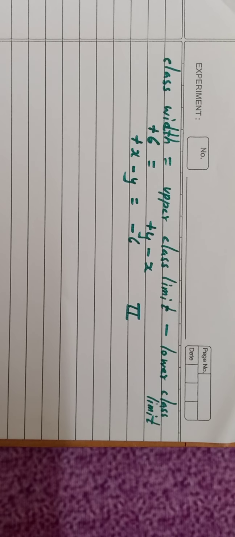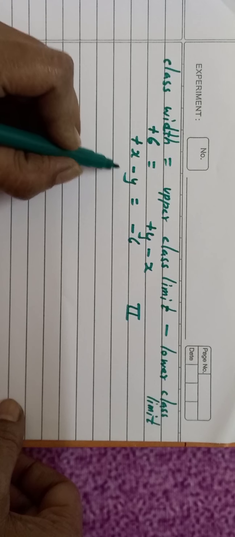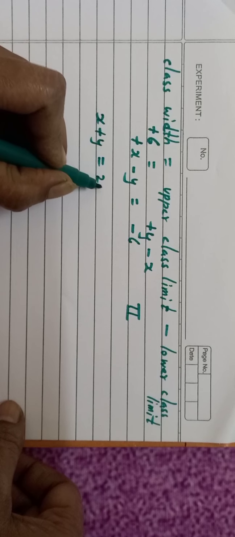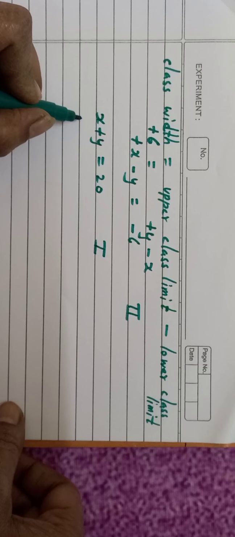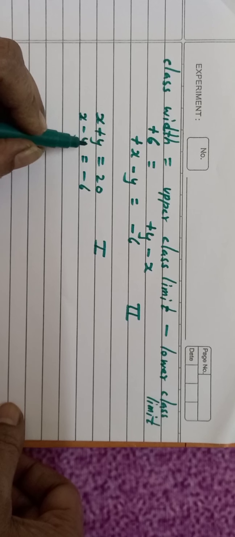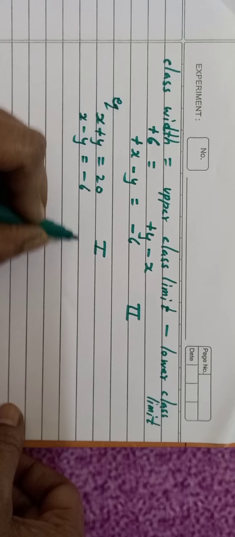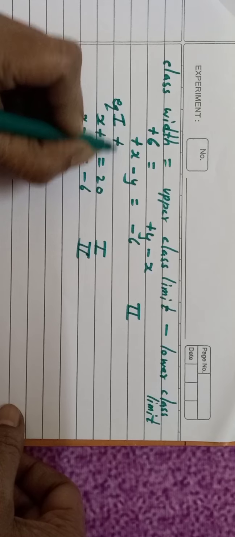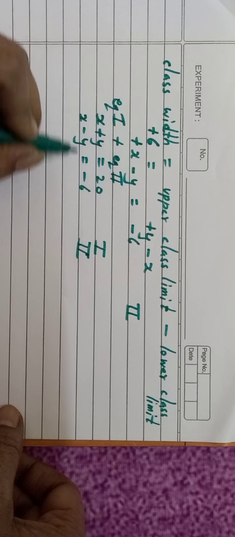Now I will find the values of both the variables x and y so that I get lower class limit and upper class limit. From that I can write the class. So my first equation is x plus y is equal to 20, and second equation is x minus y is equal to minus 6. So you can very well see, I will do addition of equation 1 and equation 2. I will get my answers.